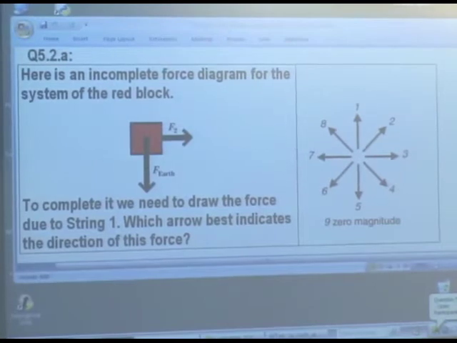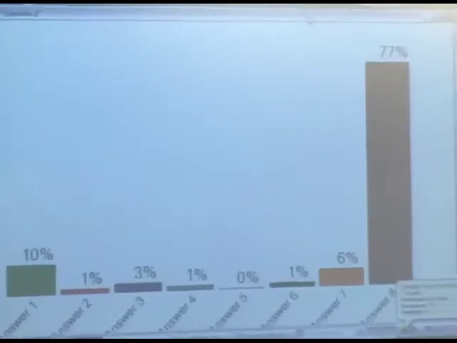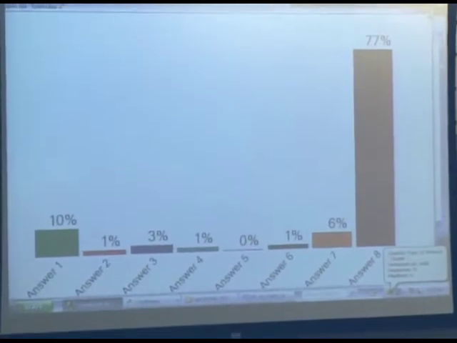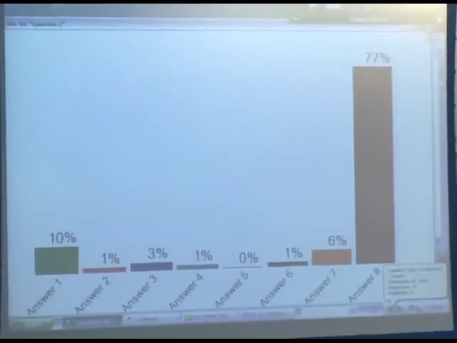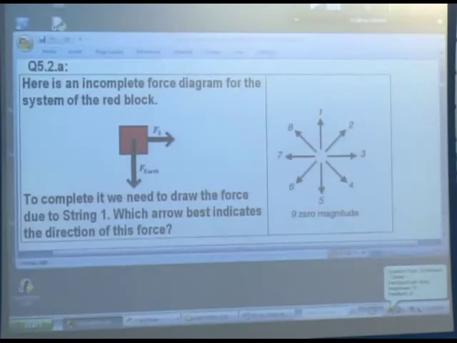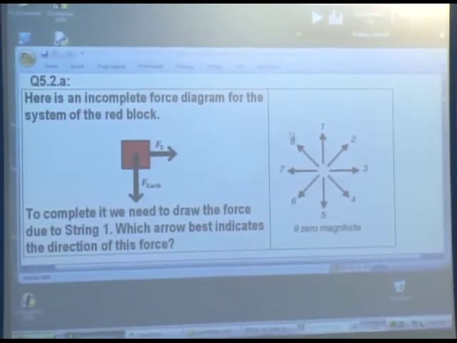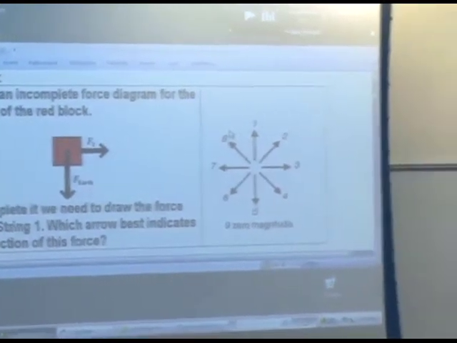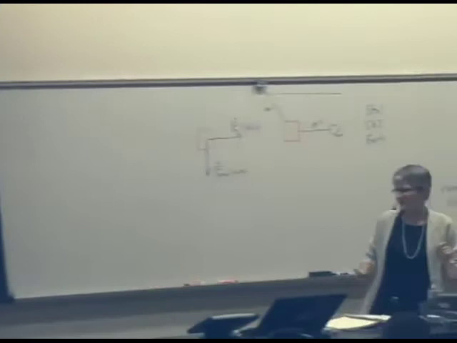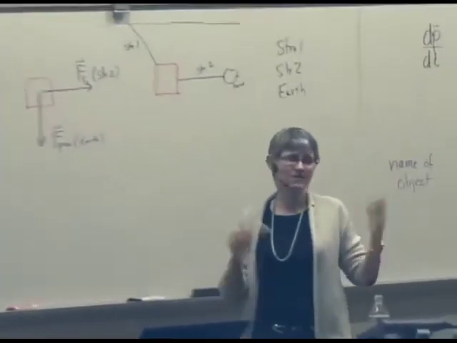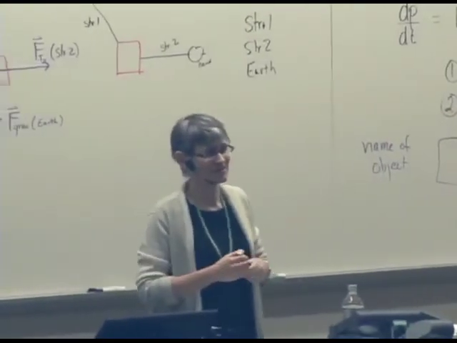So think about how a string works. Okay, just think about strings. How does a string work? Okay, so three quarters of the class says 8, and then there's some 1s and 7s. So 1 is up, 7 is to the left, 8 is in between. And this is actually not a trick question, and it really is along the string.